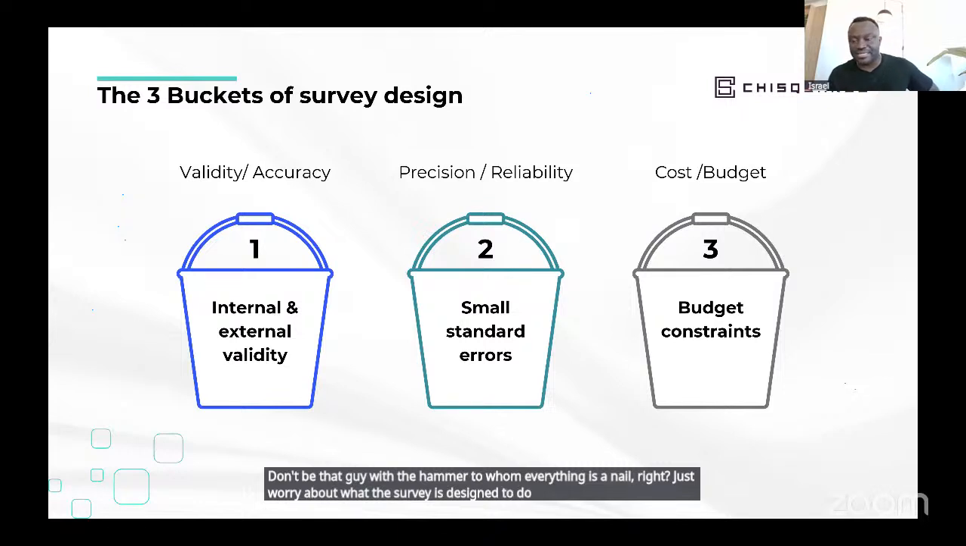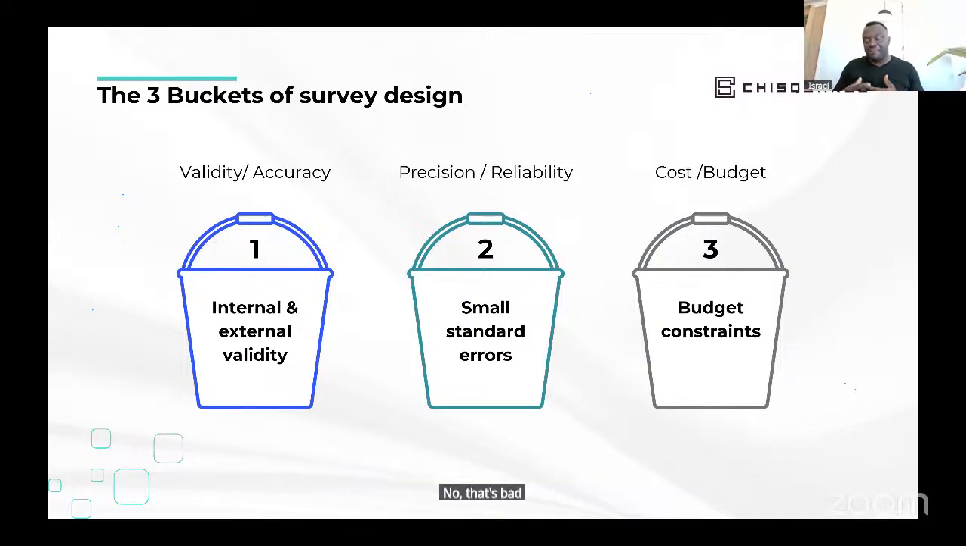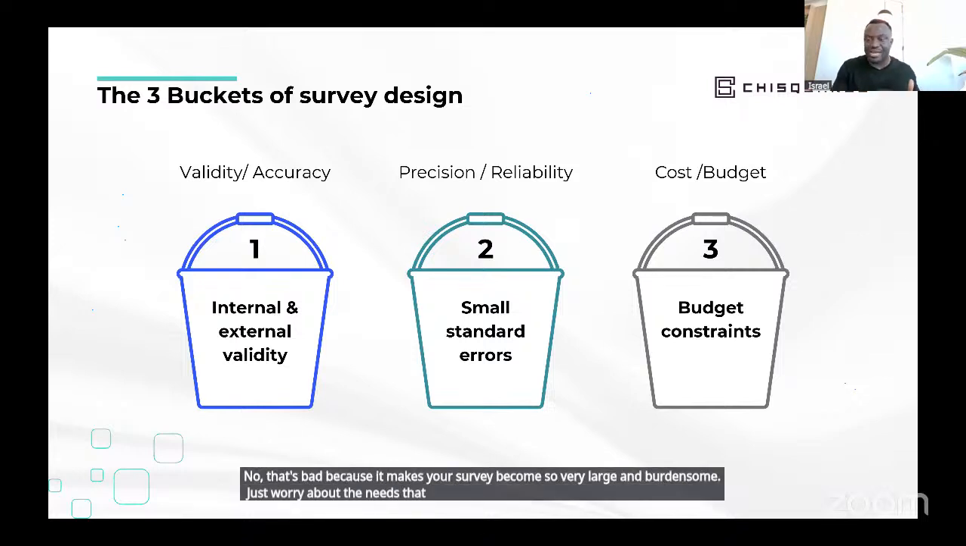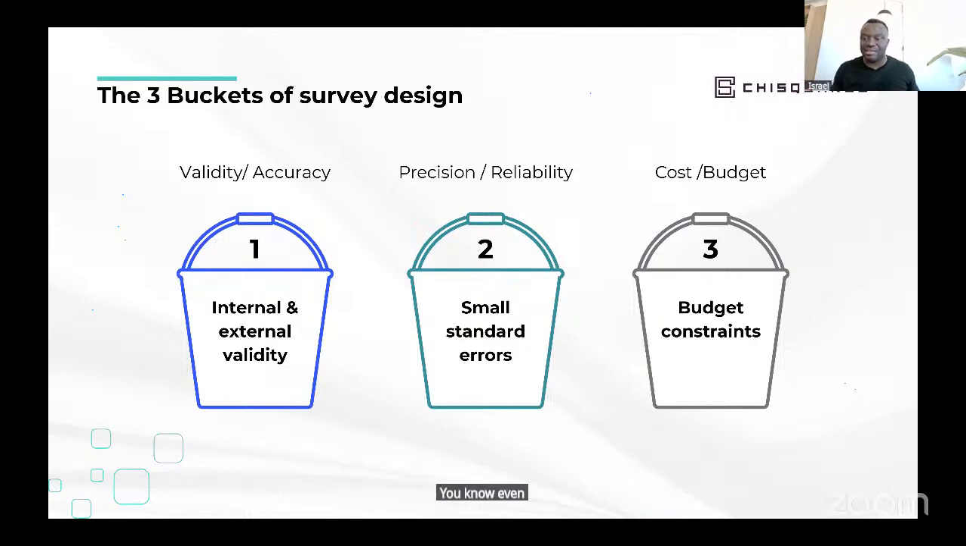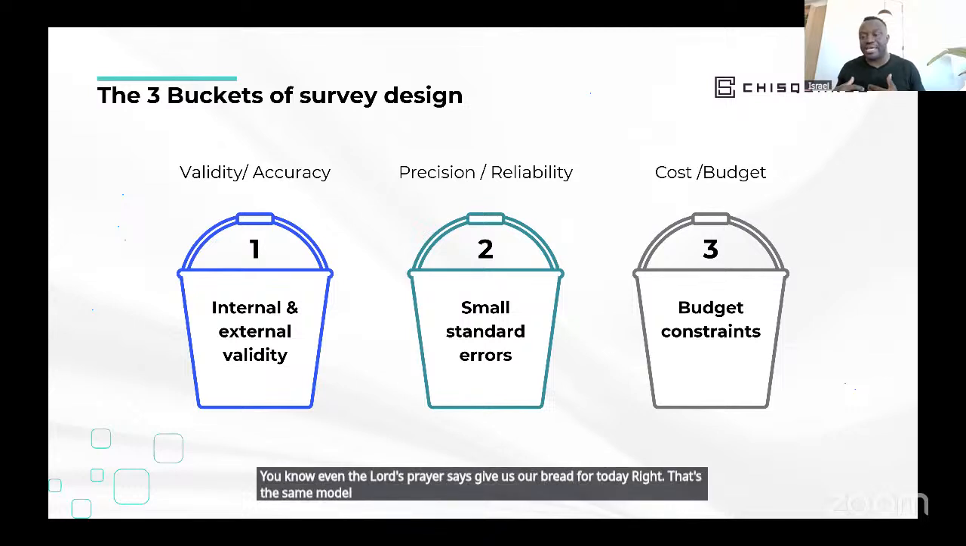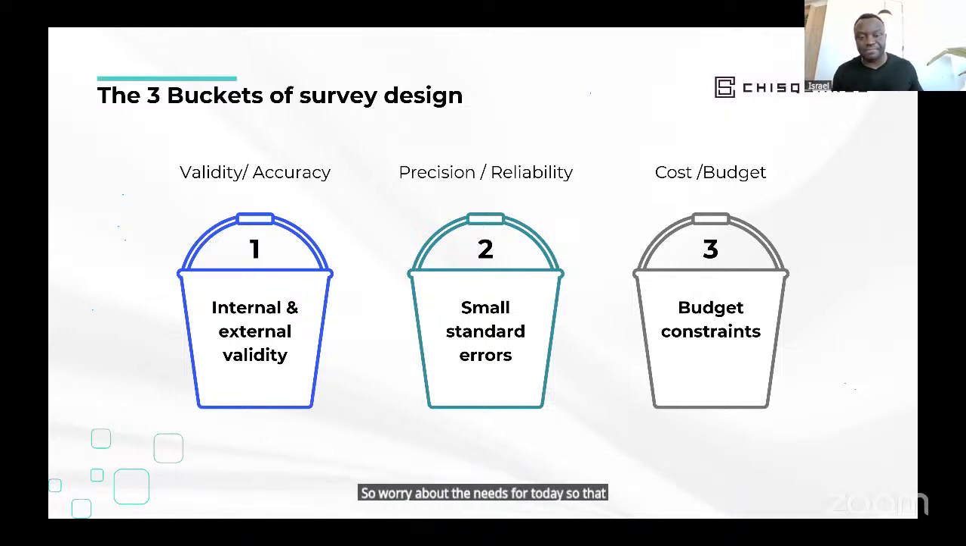A very bad practice in survey is to say, we are going to collect data today for all of the needs for tomorrow and next tomorrow and next few years. No, that's bad because it makes your survey become so very large and burdensome. Just worry about the needs that are there for today, right? Even the Lord's Prayer says, give us our bread for today, right? That is the same model we want to carry along in survey design. Don't worry about, oh, we want to capture needs for 10 years to come. Well, when those needs come, we'll just design another survey at that time. So worry about the needs for today so that the survey doesn't become burdensome.